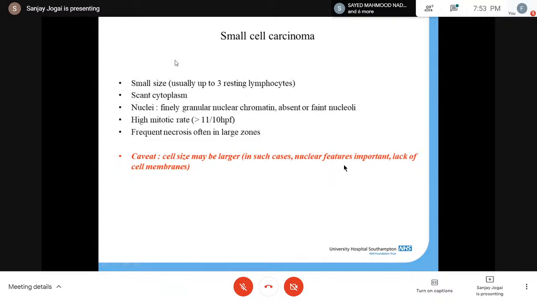Now, with small cell, the cell size is small, so typically it's said up to 3 resting lymphocytes. Cytoplasm is scant. Nuclei tend to be finely granular. You rarely see nucleoli in small cell. Mitotic count is very high. You see lots of necrosis, you see lots of apoptosis going on. A good feature to remember is, although it's called small cell, sometimes small cells can have large nuclei. But the important thing is you should not be seeing much cytoplasm or lack of cytoplasmic membranes, cell membranes.